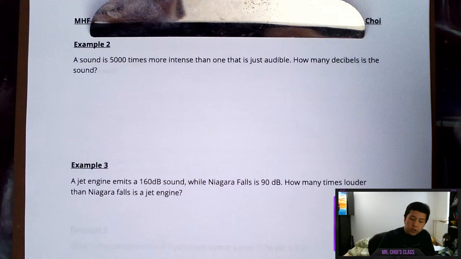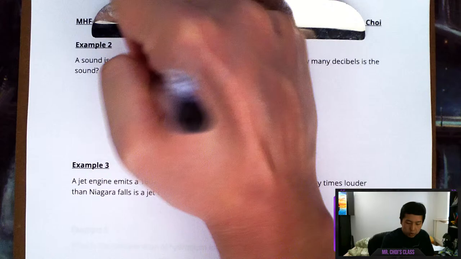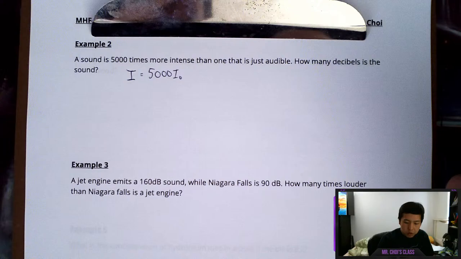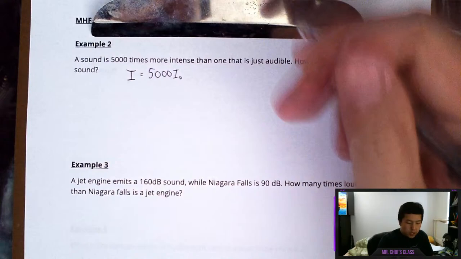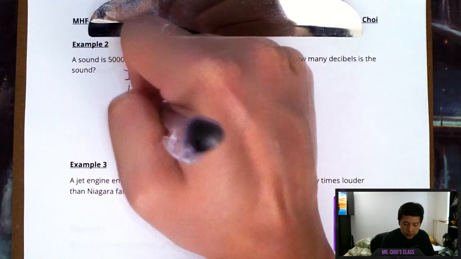So first we write down our givens. We're given that a sound is 5,000 times more intense than one that is just audible, which means our I is equal to 5,000 I naught, right? It's 5,000 times more intense than the basic threshold of human hearing. And then we have our unknown. What are we trying to solve for? We're trying to solve for L. We don't know what L is, which is our decibels, right? Then we write down our equation. So L is equal to 10 log of I over I naught.